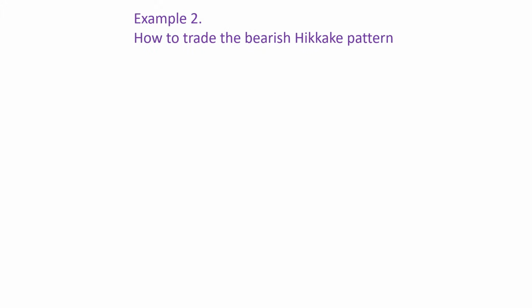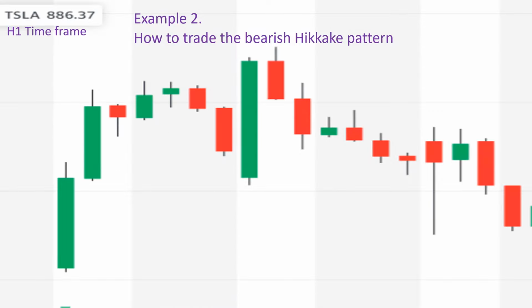Example number 2, how to trade the bearish Hikkake pattern. This is Tesla stock, H1 time frame, Yahoo Finance. In this graph, you see the bearish Hikkake pattern, which consists of the Harami pattern, which is an inside bar. You see this is the inside bar, and that's the mother bar. A fake to the upside, a decrease in volatility, followed by the reversal move.